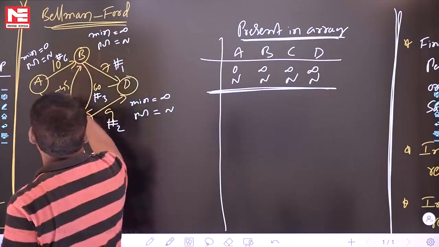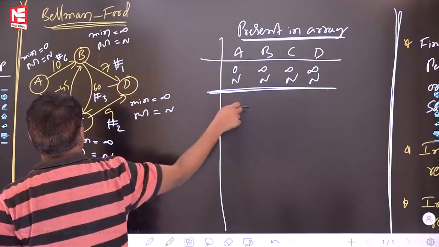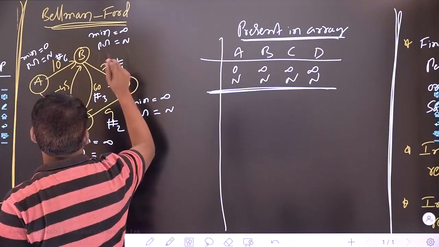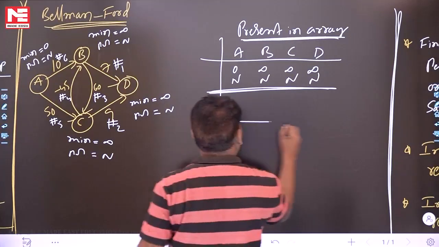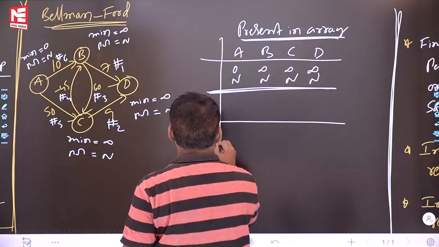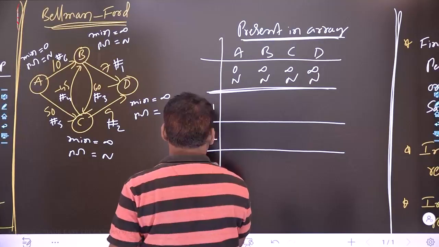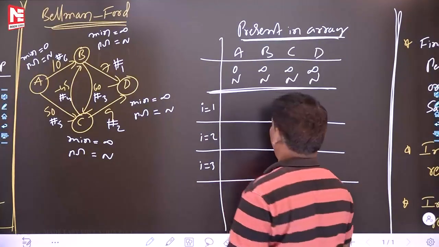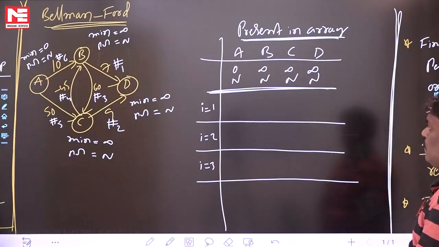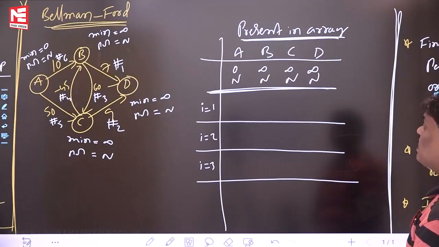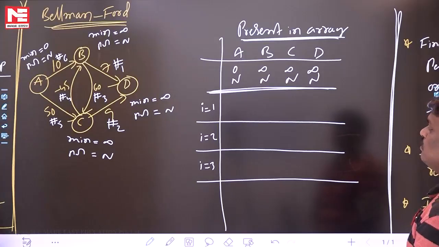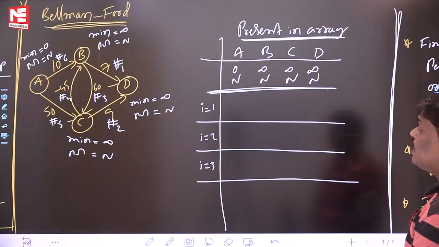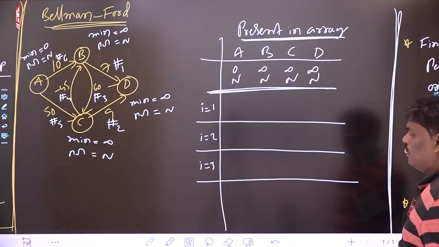How many vertices are in this graph? 4. So in the Bellman-Ford algorithm, a vertex will be relaxed how many times? V minus 1, that is 3 times. Let me write now: i equals 1 first time, i equals 2 second time, i equals 3 third time, because there are 4 vertices. So 3 times a vertex will be relaxed. First time I do relaxation, second time, third time, V minus 1 times I can do.